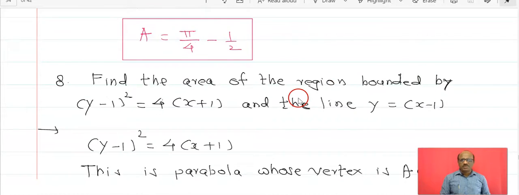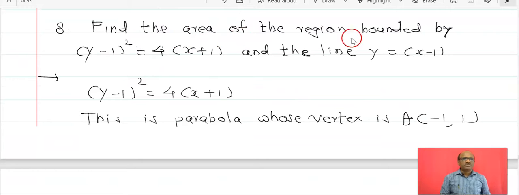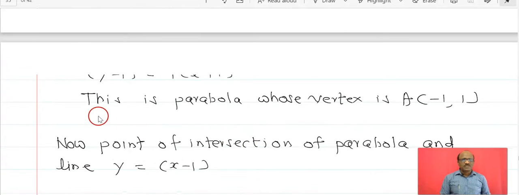And the next problem: find the area of the region bounded by (y minus 1) whole square is equal to 4 times (x plus 1), and the line y is equal to x minus 1. Here the vertex of the parabola is a different one. This is the parabola whose vertex is (minus 1, 1). We have learned in conic sections in 11th standard, this vertex is not (0, 0). Its vertex is (minus 1, 1). Now, this is the parabola whose vertex is (minus 1, 1).